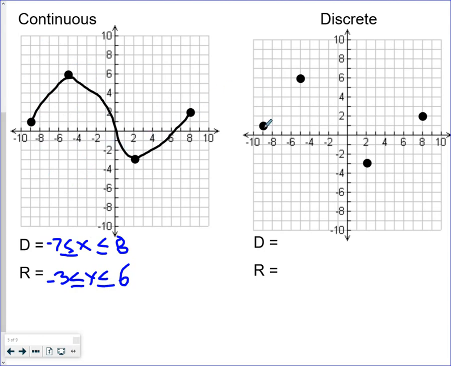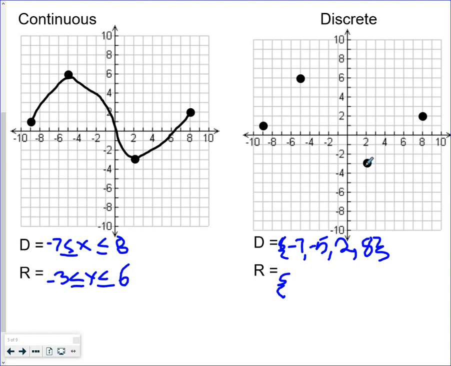Discrete, however, means that my graph is just kind of a series of points, a series of dots. So notice there's no line connecting these. My domain is just the x value of each of these dots, and my range is the y value of each of these dots. So my domain would be, I'm going to use my set notation here. We have -7. This one looks to be about -5. This one is +2. And this one is +8. That's my domain.